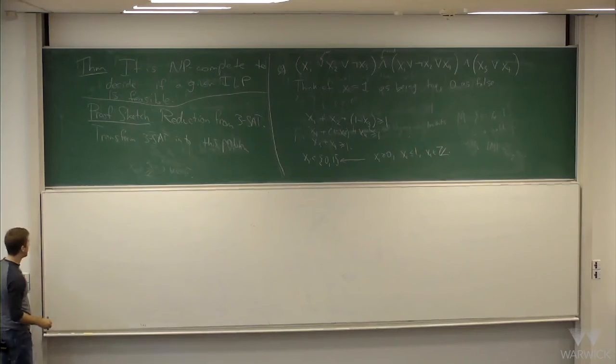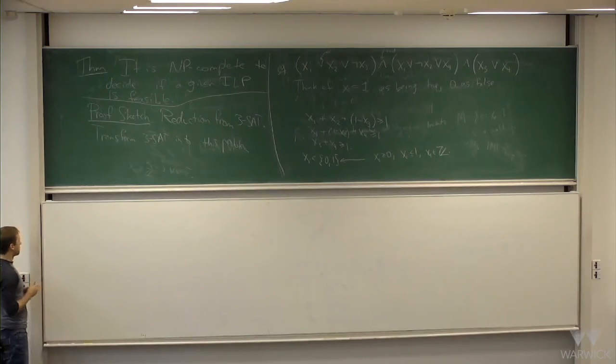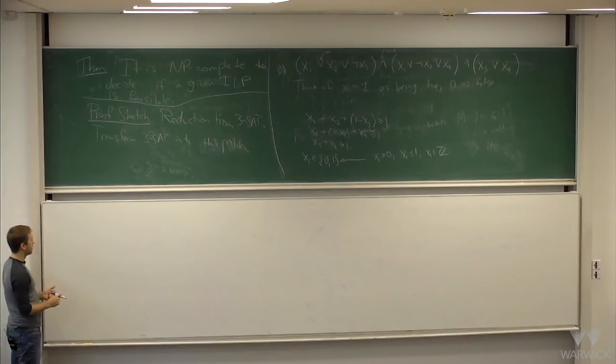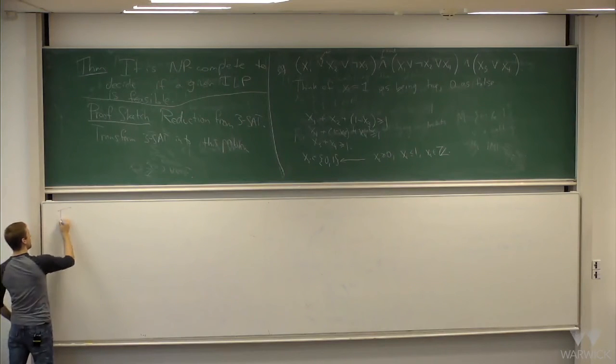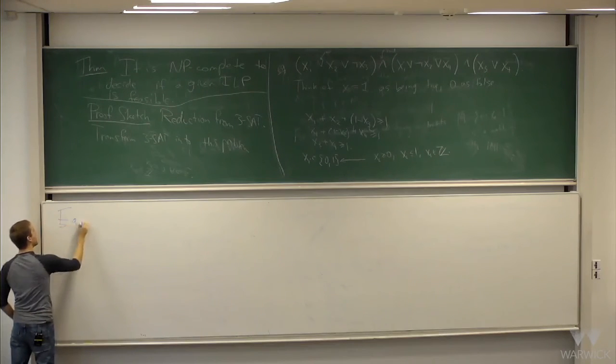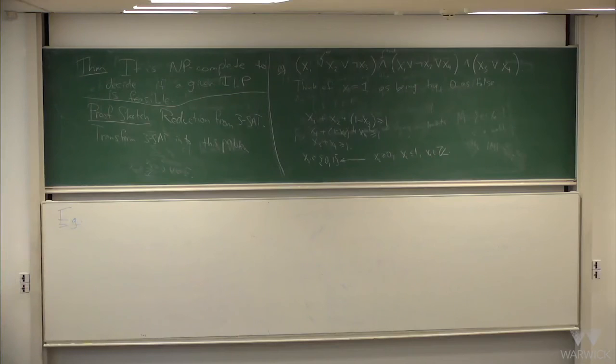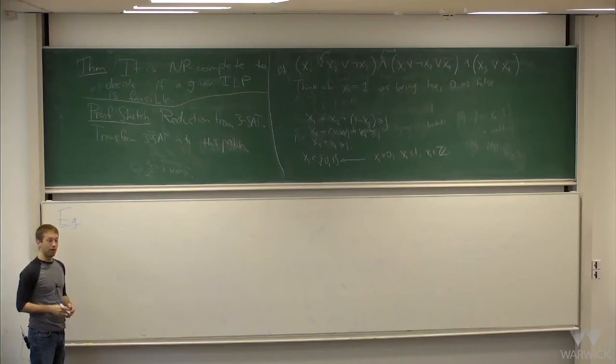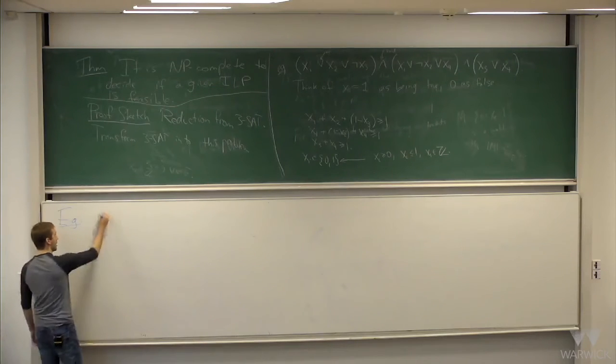Okay, so we might finish a bit early. So I just want to give now one more example of an integer linear program, which is quite a popular one, and it's something slightly different than what we've seen so far. So this is called the Knapsack Problem.